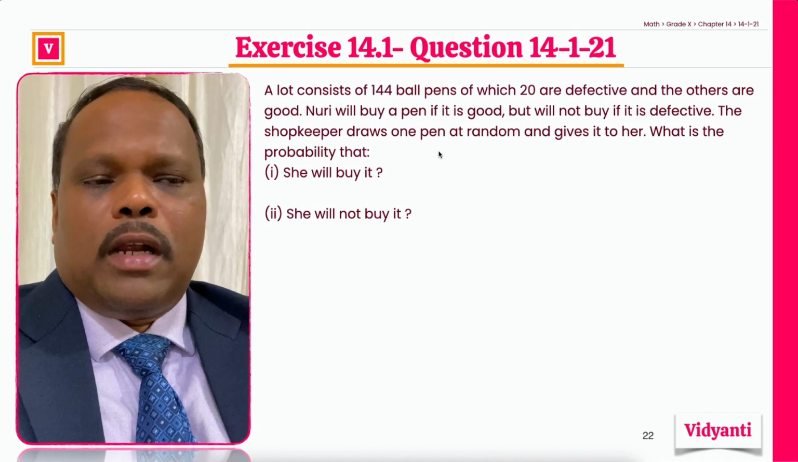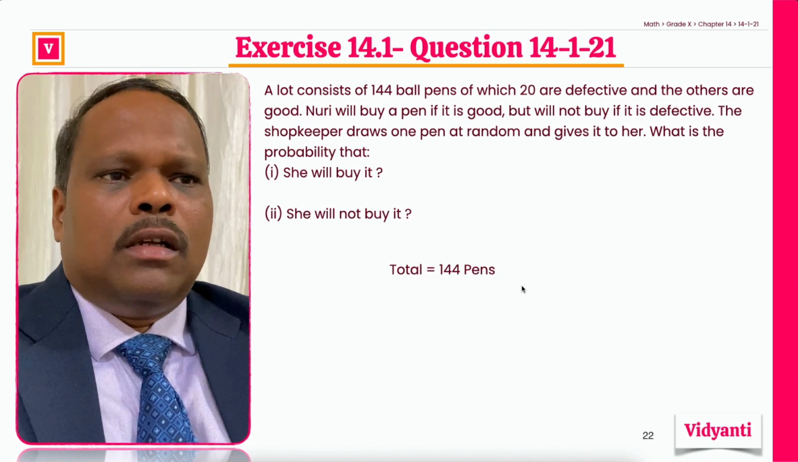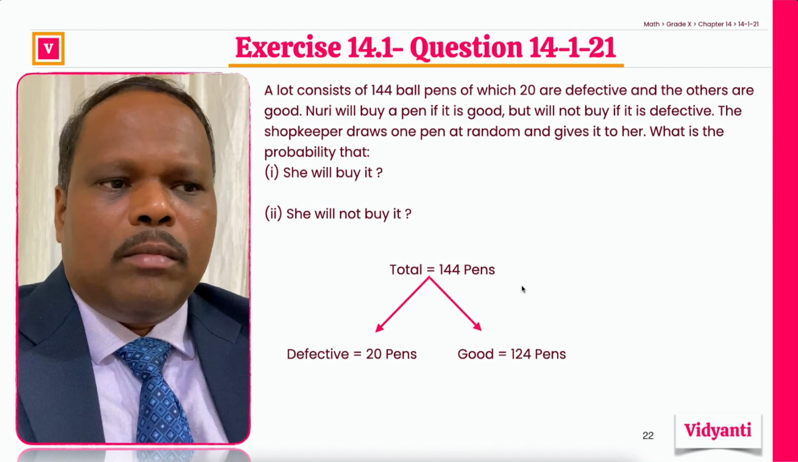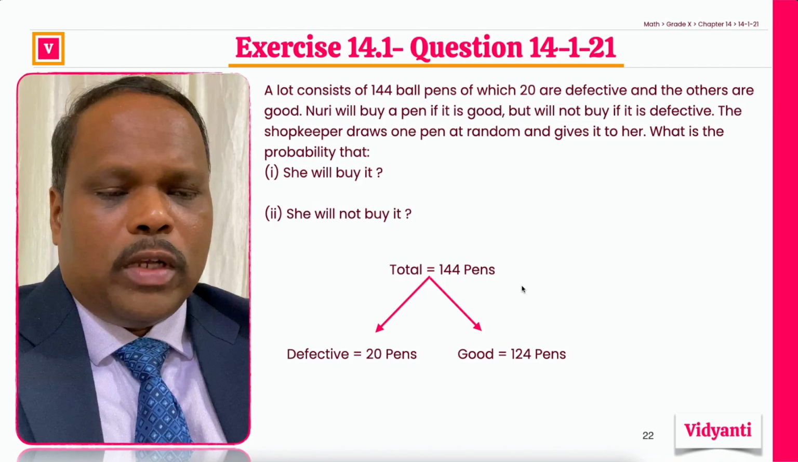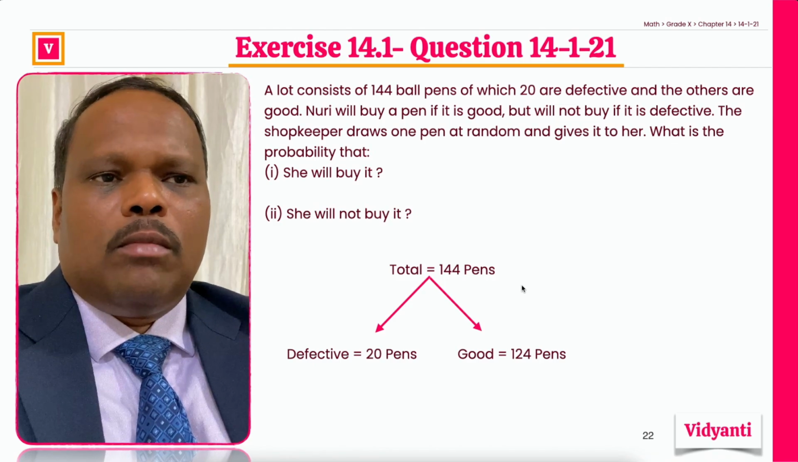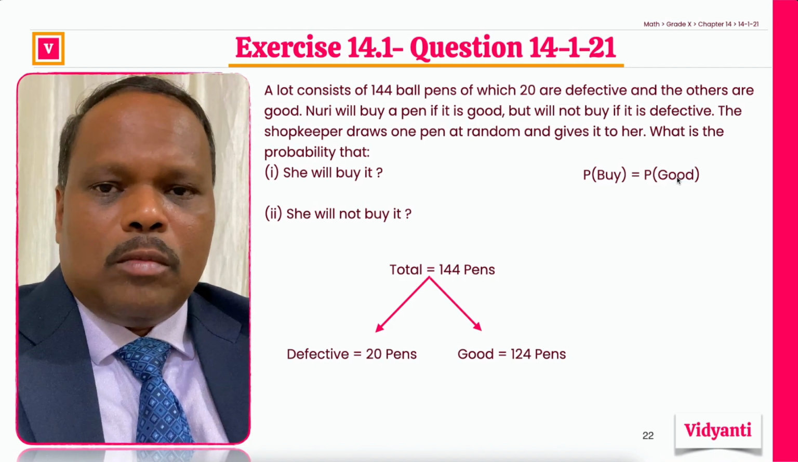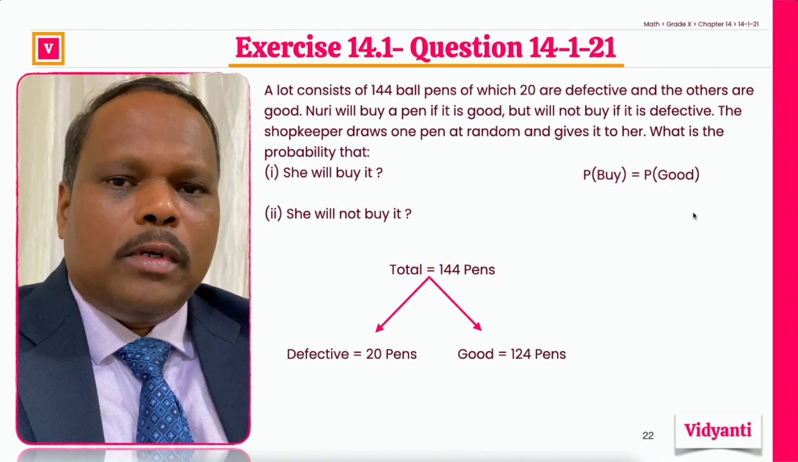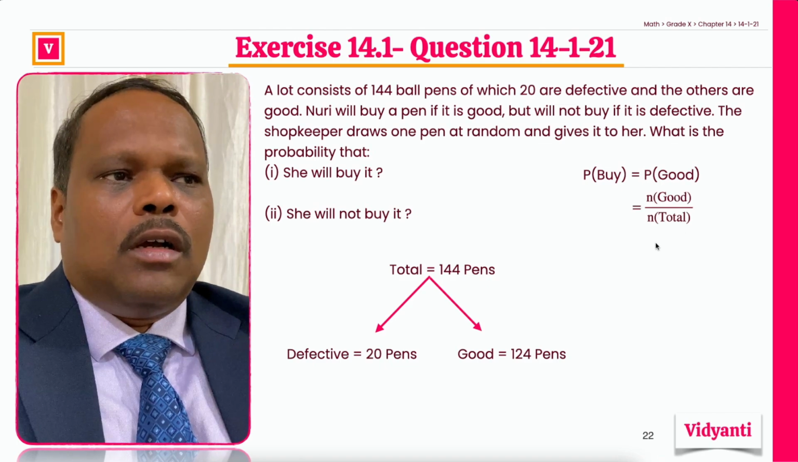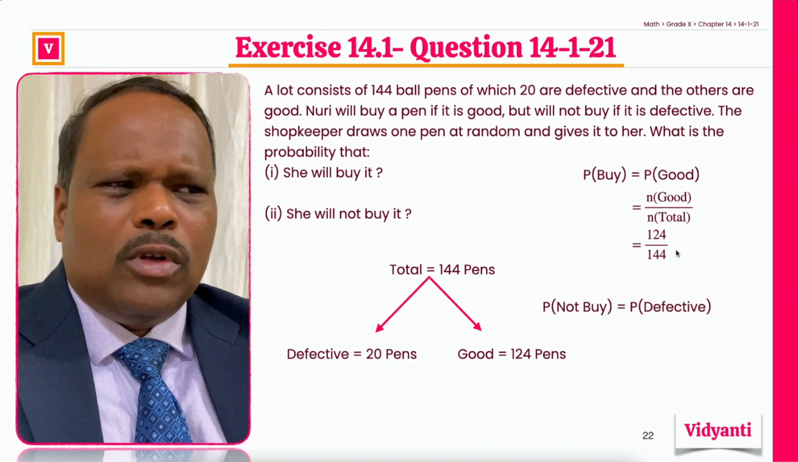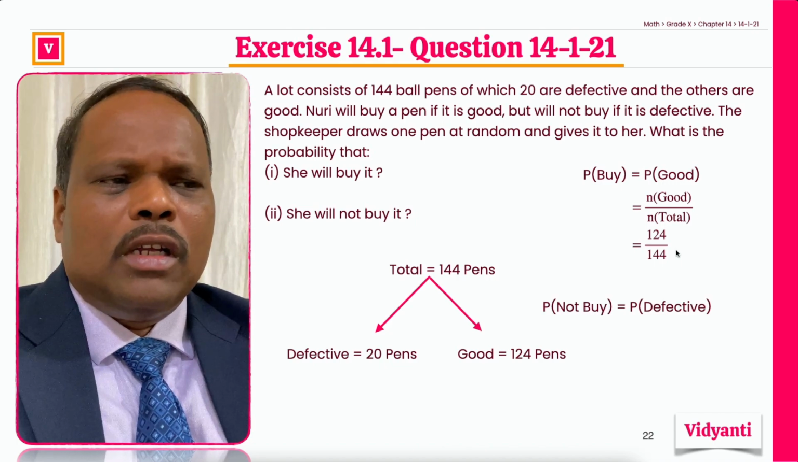Shopkeeper gives a pen at random. Well, out of 144, you have 20 defective, and the remaining 124 are good ones or non-defective. Probability of buying is probability of good, probability of not buying is probability of bad. So probability of buying is good upon total, that will be 124 upon 144. You can simplify that further if you want.